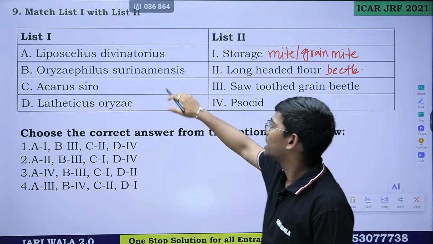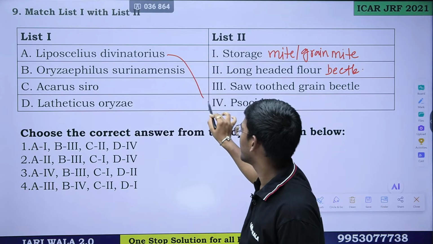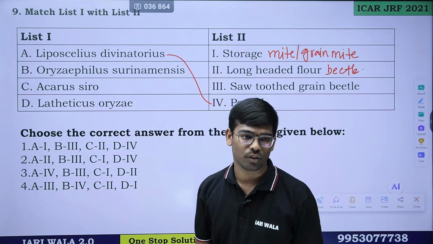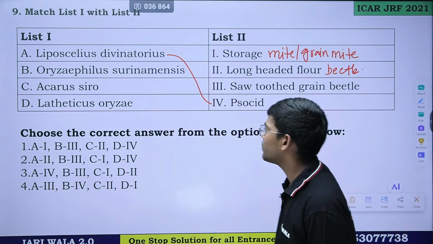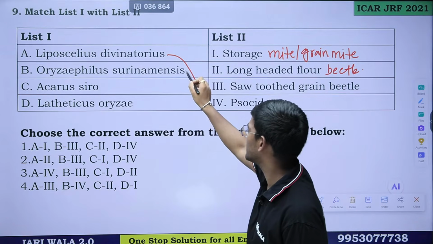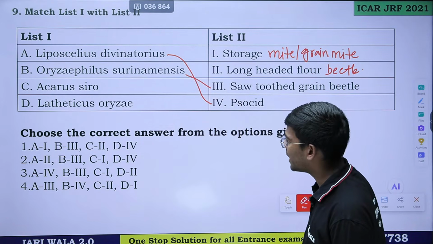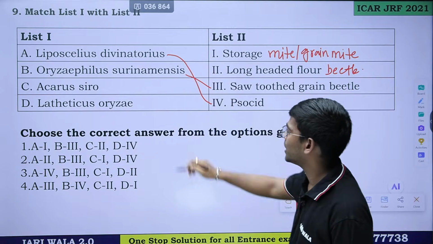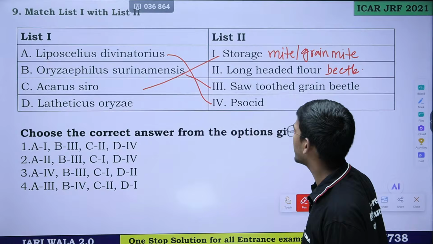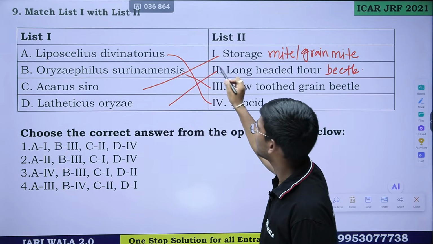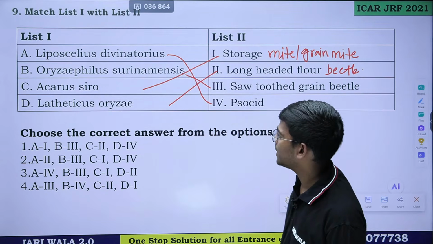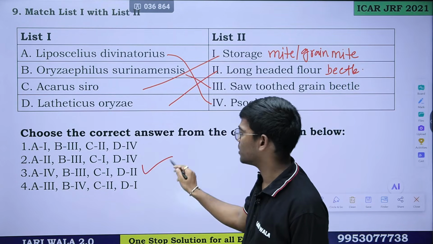So Liposcelis divinatorius is a psocid, which acts as a scavenger that usually goes in the moist and damp places of the storage conditions. And Oryzaephilus surinamensis is nothing but the saw-toothed grain beetle that belongs to the family Silvanidae. And Acarus siro is the storage mite or the grain mite. And Latheticus oryzae is the long-headed flour beetle. So our option goes A4, B3, C1, D2, which is nothing but option 3, correct.